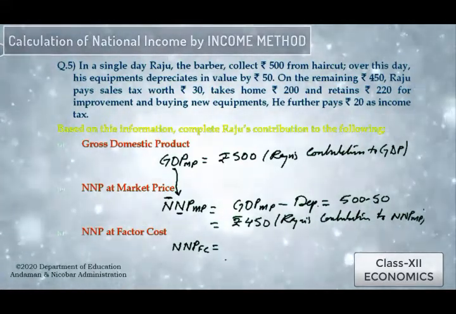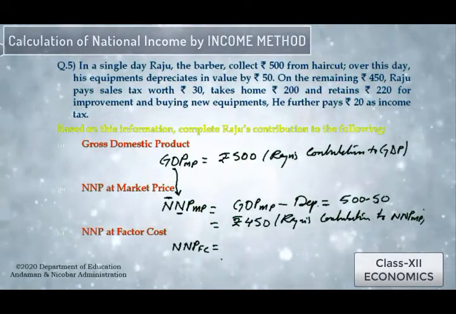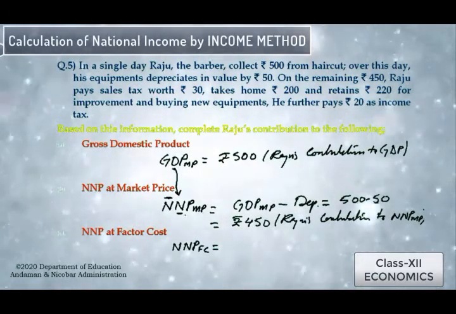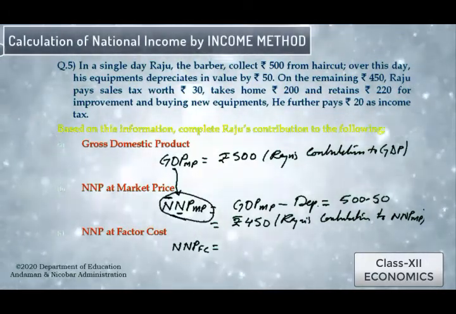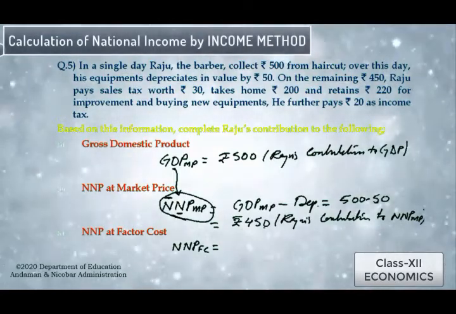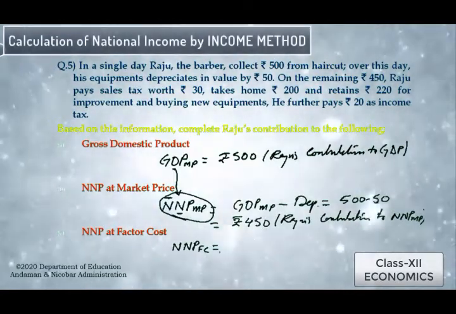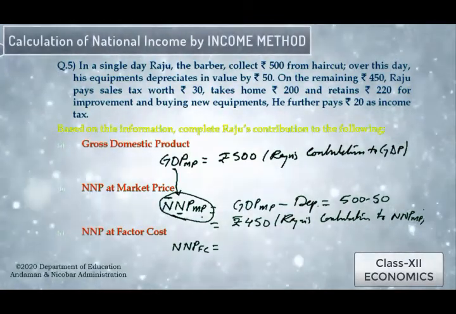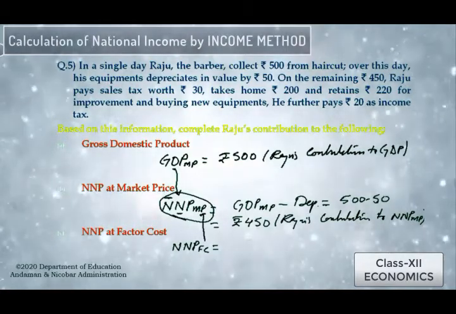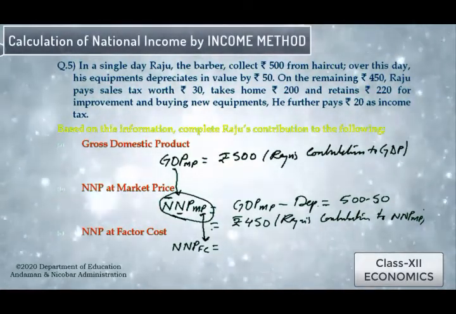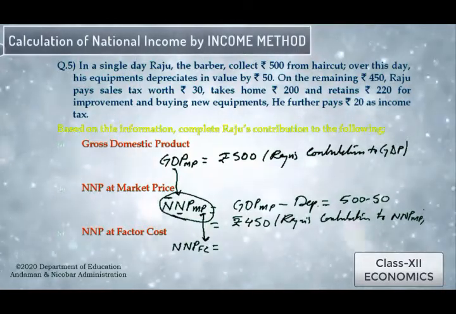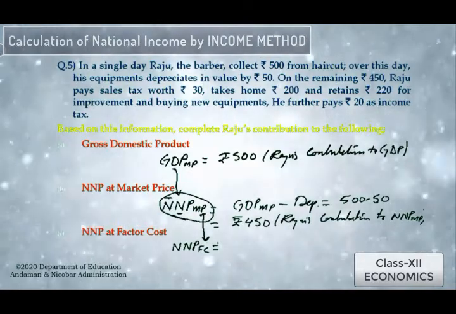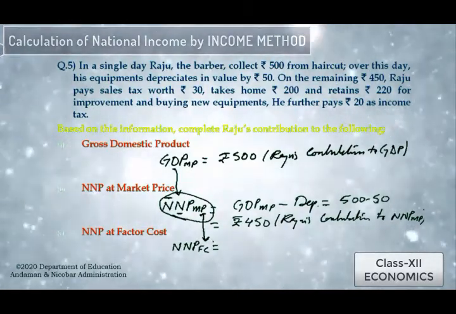Then in the same way we need to find the value of NNP at factor cost. So how can we get the NNP at factor cost? In the previous one we found the value of NNP at market price. From the same value we can very easily derive the value of NNP at factor cost. One thing we need to do here is that the MP value needs to be converted into FC value. So how can MP be converted to FC? Very simply by subtracting the value of NIT, that is net indirect tax.